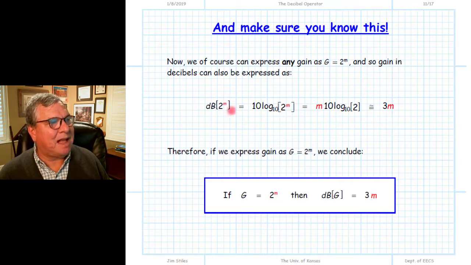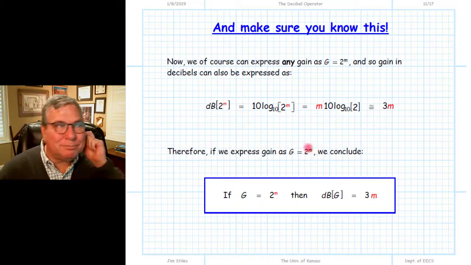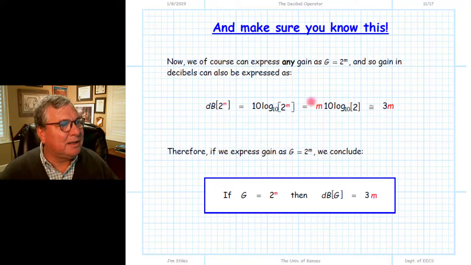Now, how do we find the value of m? Generally speaking, if I had a gain of 7.6, I could rewrite that as 2 to the m power, and I could find the value of m, but to do that I would have to go through and take the log of 7.6, and so, again, that's what this operator already does.